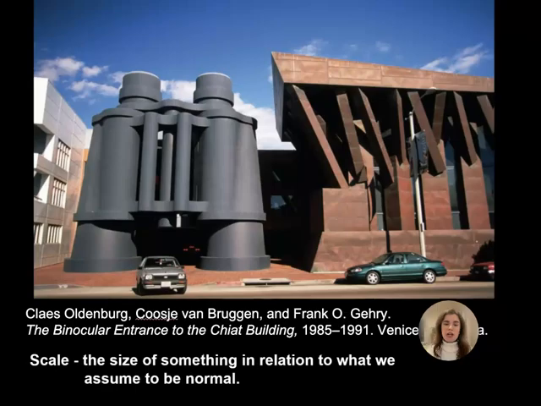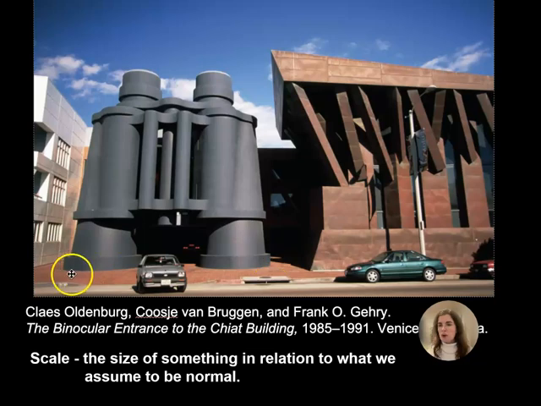This is the Chiat building. This is the binocular entrance. This is in Venice, California. So again, the scale of something in relation to what we assume to be normal. So it's these oversized binoculars, and it's a way of going into the garage of this building. And it's funny because I've walked by this building a lot of times, and when you're just walking along the street here, you don't even realize that you have these oversized binoculars as an entrance.